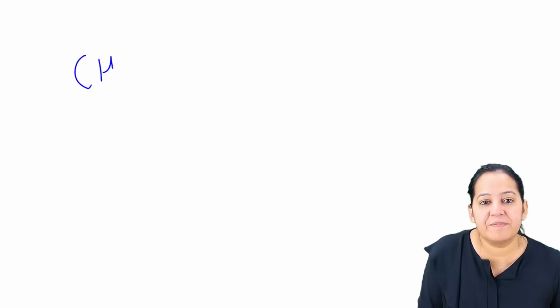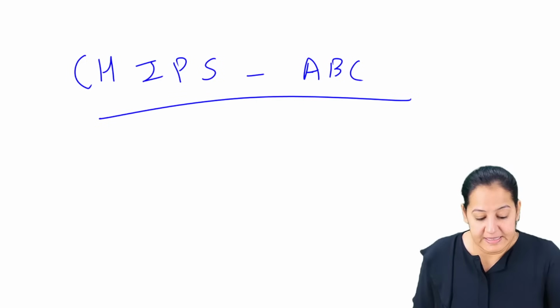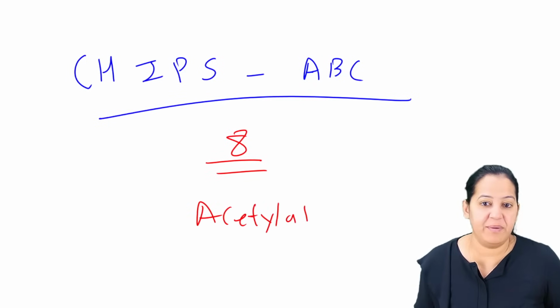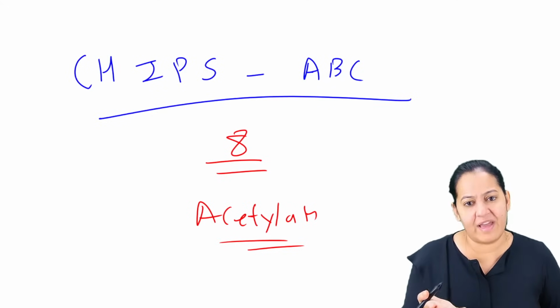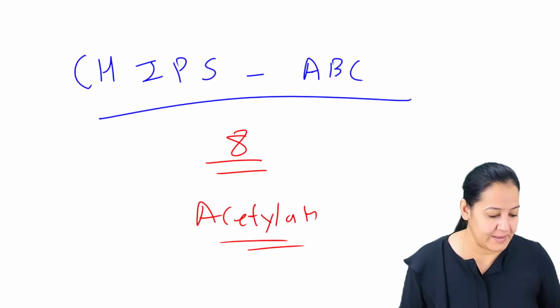So the mnemonic is CHIPS, CHIPS, CHIPS, ABC. These are the 8 drugs which are metabolized by acetylation, and believe me, it's a very frequent PYQ. If you are an FMG aspirant and have seen your PYQs in FMG, it's a very common PYQ in NEET, PG and other exams also.